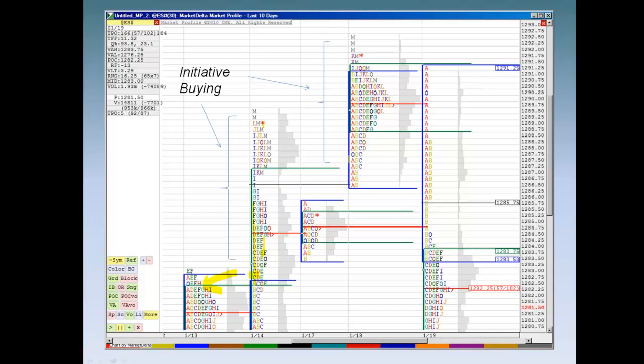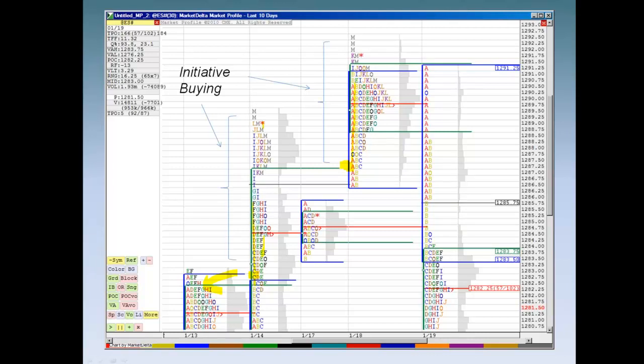Let's take a look at this particular day. When did our initiative buying start to take place? The initiative buying actually started to take place when prices were above the value area of the prior day. So at A print, at this point, we were above the value area and prices started to move up quite a bit. And then let's take a look at what happened in B period.